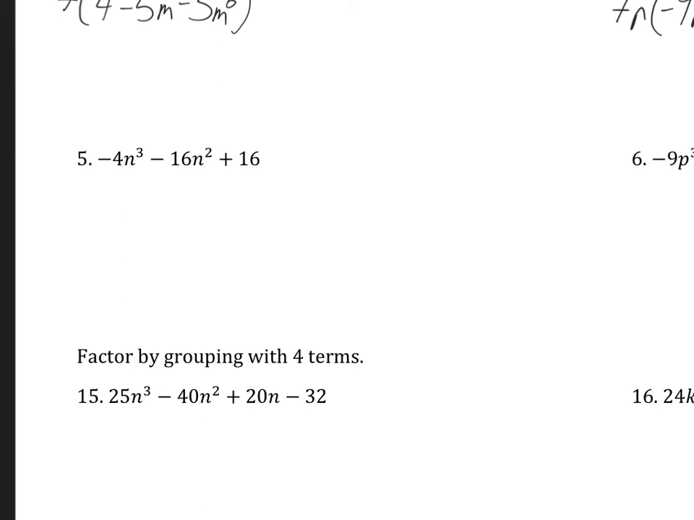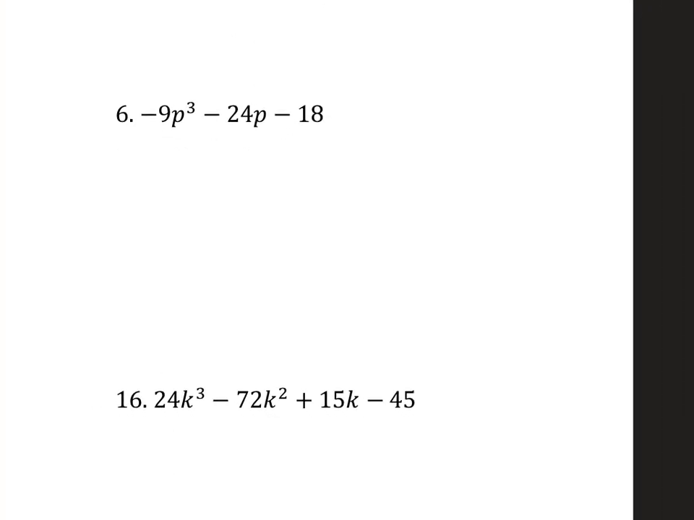So looking at this, 4 is my smallest number. It does go into 16, so I'm going to pull out 4. Well, we have 3 n's, 2 n's, and no n's, so I can't pull out any n's. So let's go ahead and divide. Negative 4 divided by 4 is negative 1, and then n to the third just rides along. Negative 16 divided by 4 is negative 4, and the n squared just rides along. Plus 16 divided by 4 is 4, and there is nothing else, so we are good to go. All right, go ahead and try out this next one.